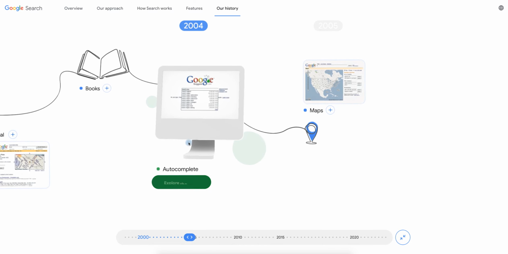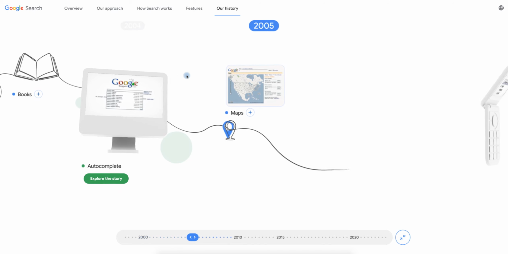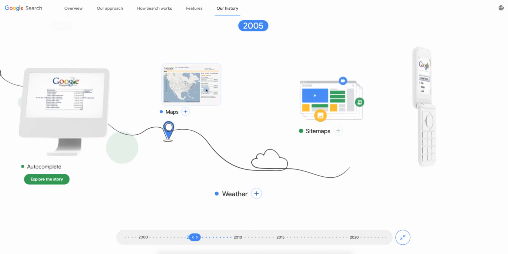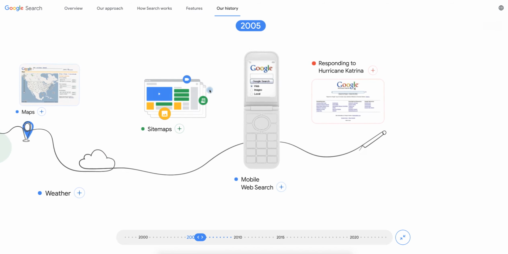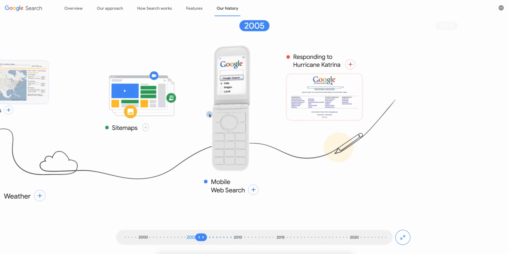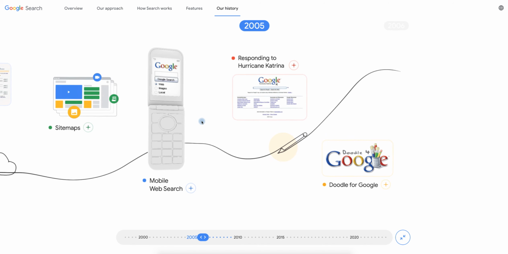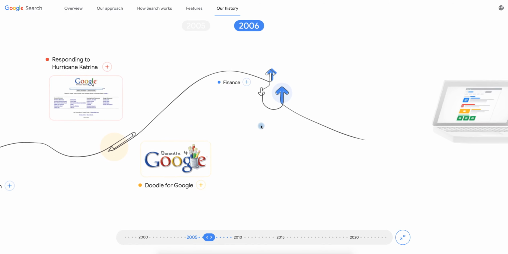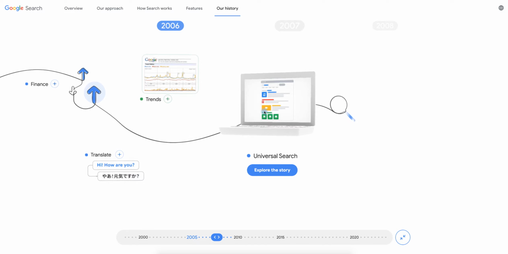Autocomplete, so when you're searching and stuff, wasn't developed until 2004. Google Maps, I use that almost every day, wasn't launched until 2005. The Google Maps sitemaps, 2005. The mobile web search wasn't around until 2005. And I'm pretty sure you get the gist of what I'm saying. As we keep scrolling, look, we're only at 2006.